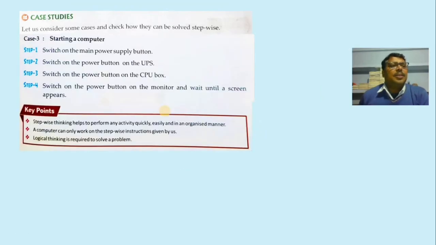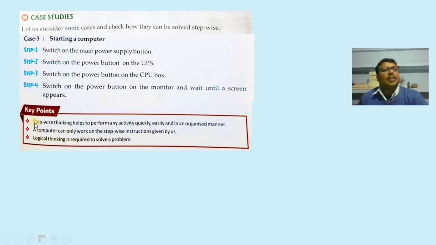Case 3 is given in your book, that is stepwise thinking for restarting the computer. First, switch on the main power supply button to the UPS. Switch on the power button of the UPS. After that, switch on the power button on the CPU box. In this way we start the computer, and at last switch on the monitor and wait until the screen appears, that means our desktop appears.